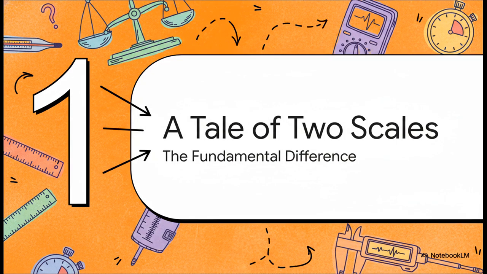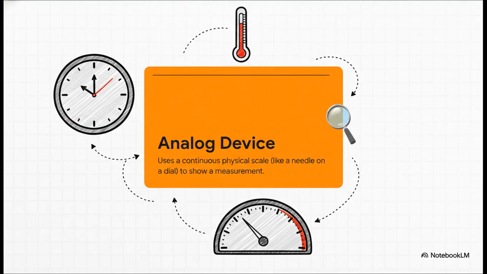All right, Section 1, a tale of two scales. Let's meet our two main suspects here and really understand the fundamental difference in how they operate. So first up, the classic analog device. Think of a clock with actual hands, an old-school mercury thermometer, or the speedometer in an older car. These instruments use a continuous physical scale, like a needle on a dial or a column of liquid, that moves to show you a measurement. The key thing is, you have to interpret where that marker is sitting on the scale.